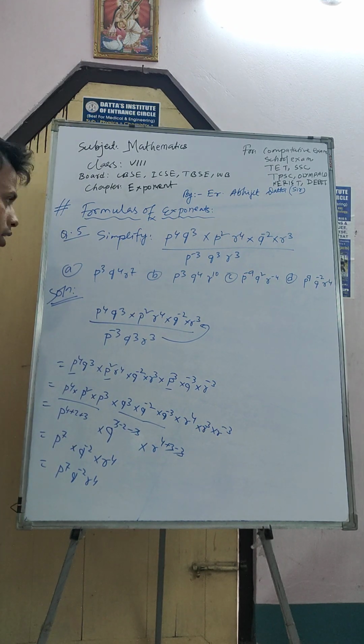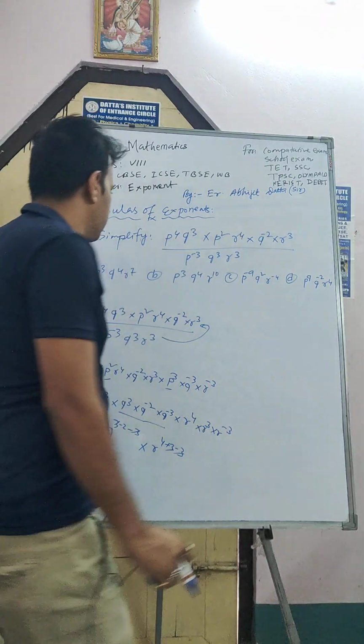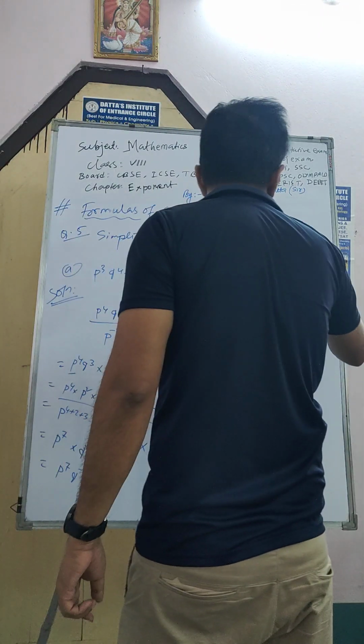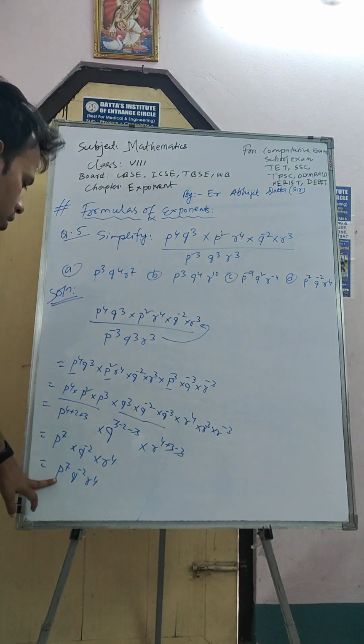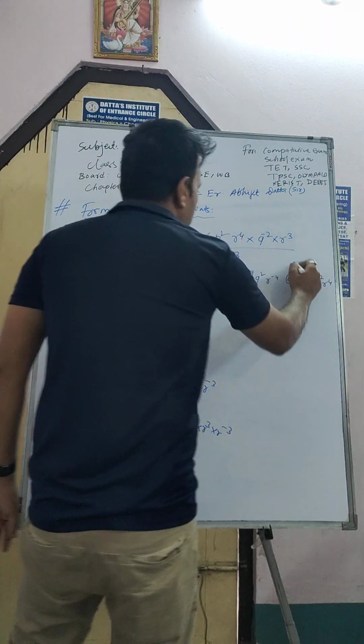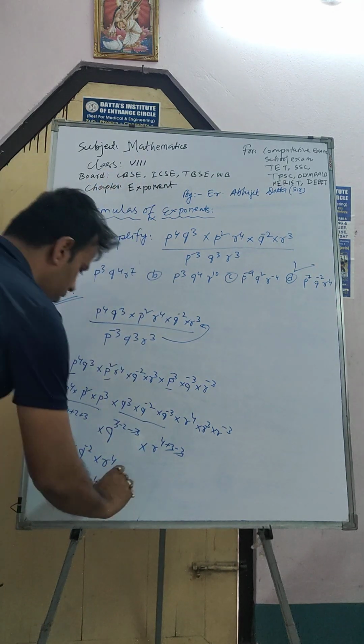Which option is correct, we have to find out. P to the power 7, q to the minus 2, r to the power 4. So option D is the correct answer.